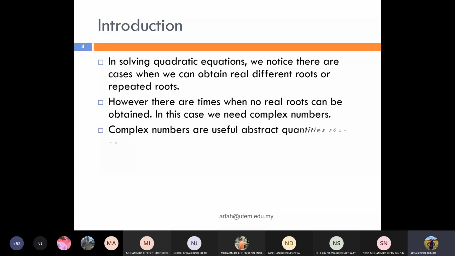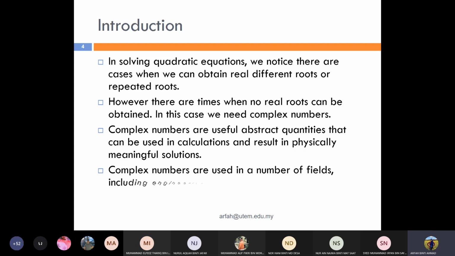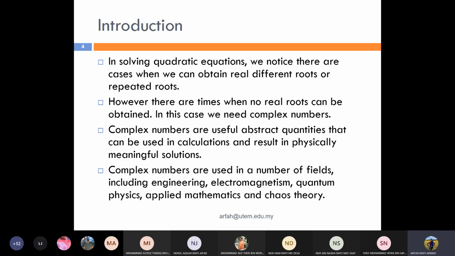And then complex numbers are useful abstract quantities that can be used in calculation and result in physically meaningful solution. And some of the application of the complex numbers are in a number of fields. For example, we have the engineering, electromagnetism, quantum physics, applied mathematics, and chaos theory. This is an example where the complex numbers are widely used in the field of area.